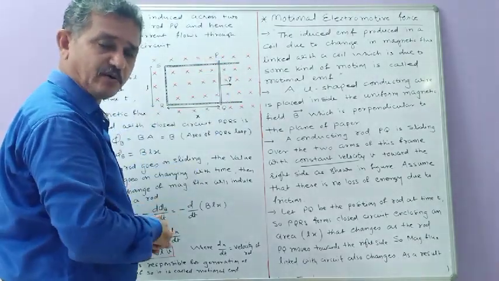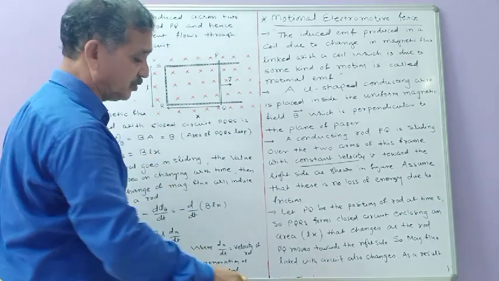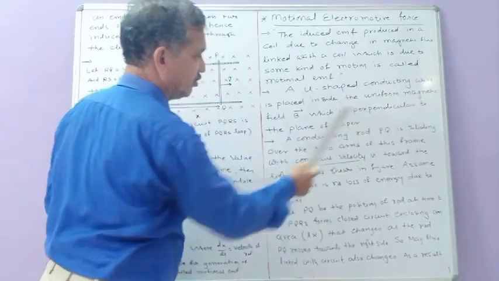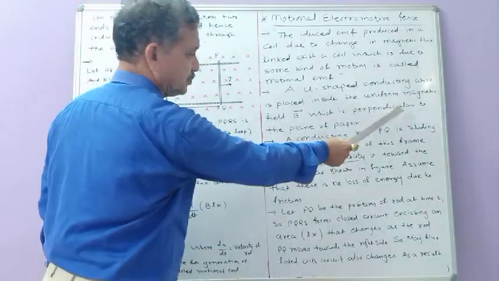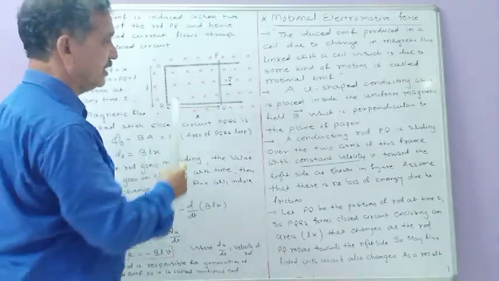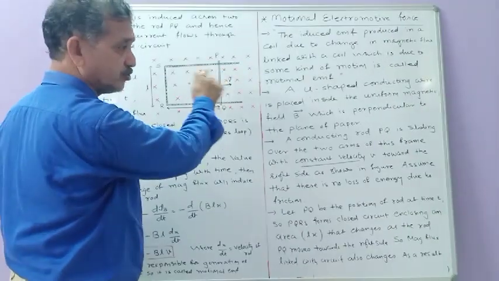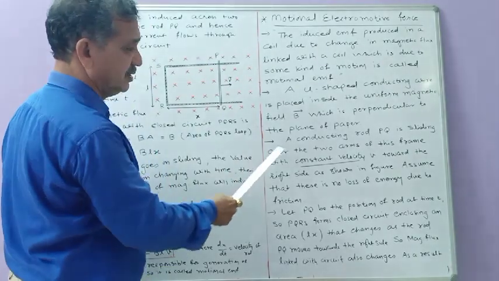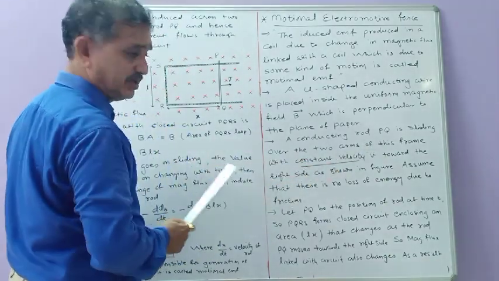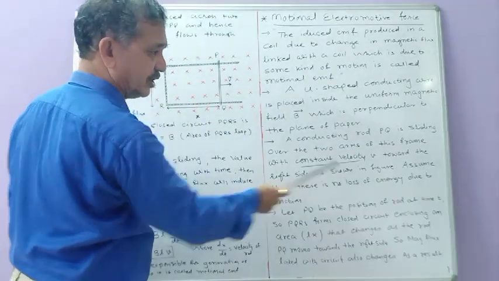a certain voltage is developing, and that is known as what? Motional electromotive force. Let us see how it is possible. The U-shaped conducting wire is placed inside a uniform magnetic field vector B, which is perpendicular to the plane of the paper. The magnetic field is perpendicular to the plane of the paper, and a U-shaped frame is placed in this magnetic field so that the plane formed by it remains perpendicular to the magnetic field. Then a conducting rod PQ is sliding over the two parallel arms of this frame with constant velocity V towards the right side as shown in the figure.